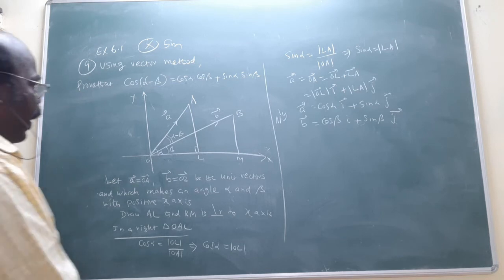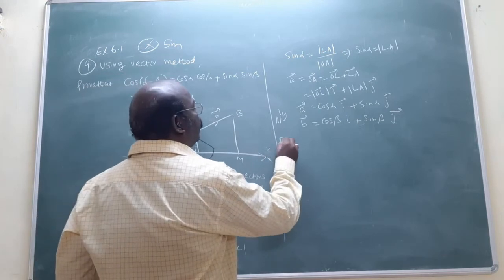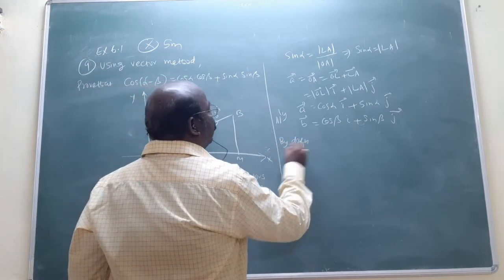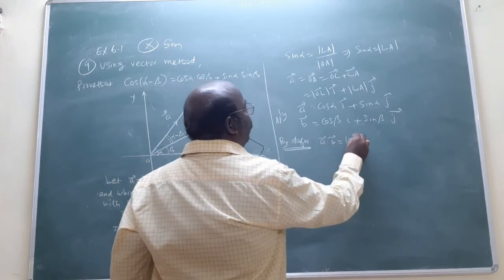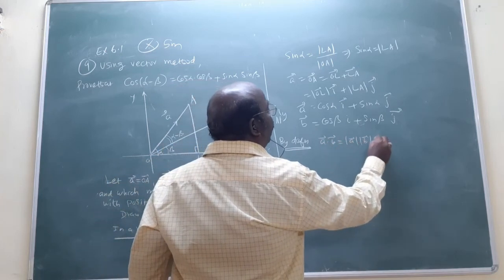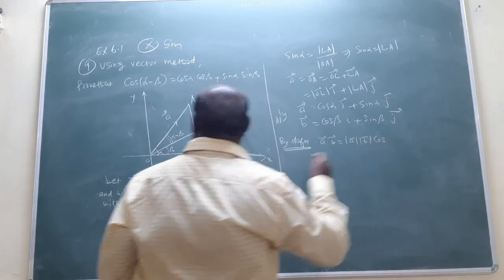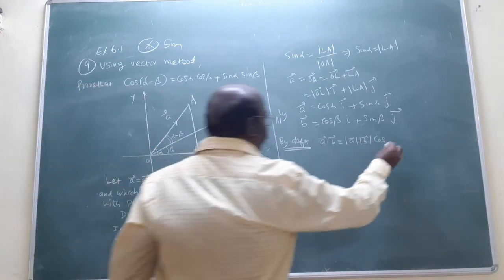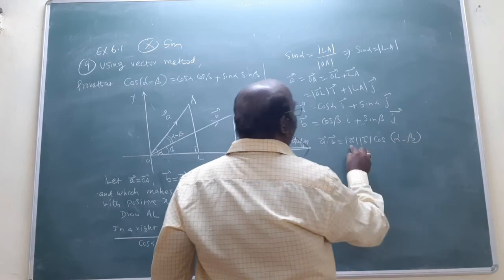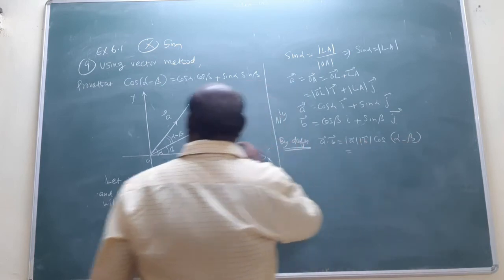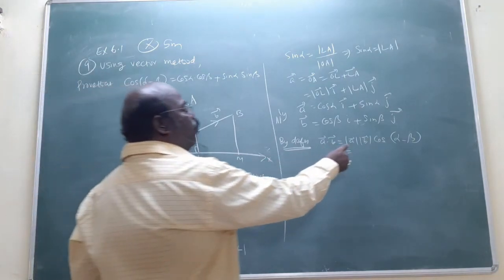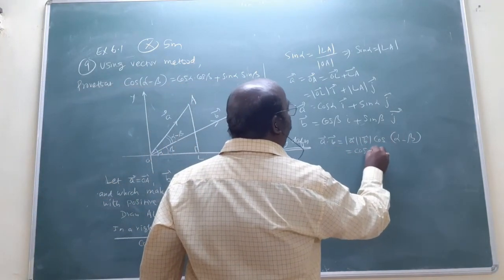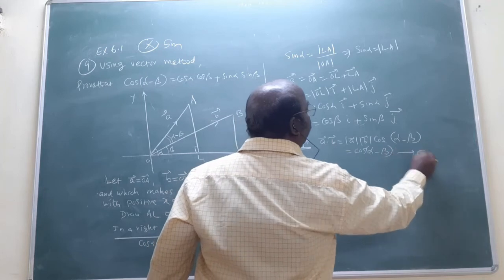Now, first find by definition. By definition, A vector dot B vector equals modulus of A vector times modulus of B vector into cos theta. But theta is alpha minus beta. The modulus of A and of B, we already know, is 1, because our assumption is that the A vector and B vector are unit vectors. That's why 1 need not be written, only cos of alpha minus beta. This is the first answer.